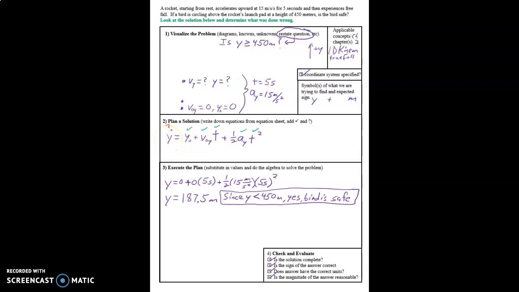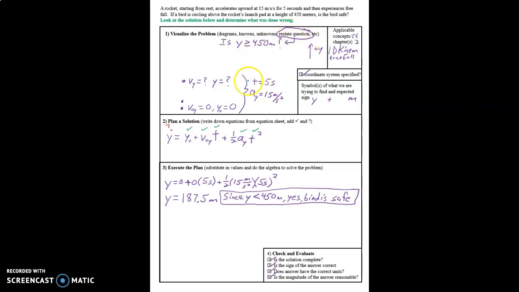In this problem, there was a rocket that was accelerating upward at 15 meters per second squared for 5 seconds before experiencing free fall, and we're trying to figure out if the bird would be safe. You were asked to look at this solution and see if you could find anything wrong. And you may have looked and said, I think it all looks good, and you didn't find any mistakes at all.